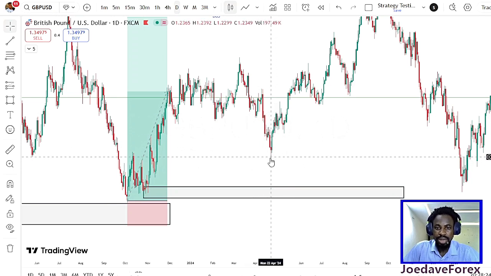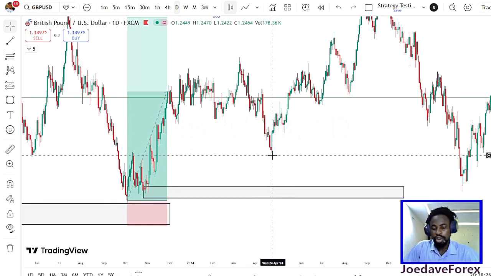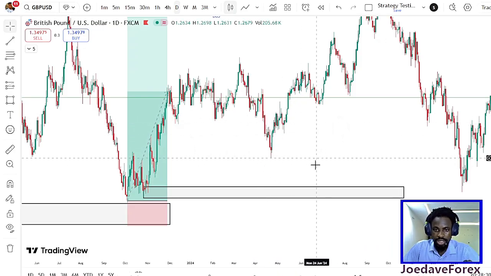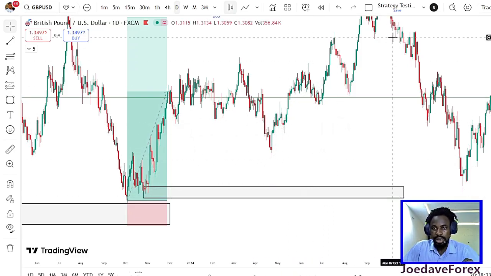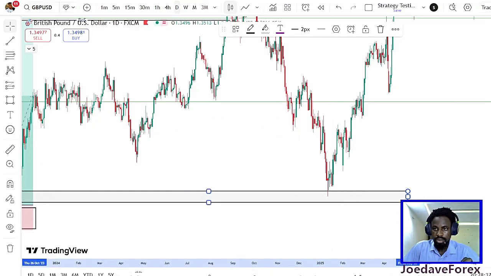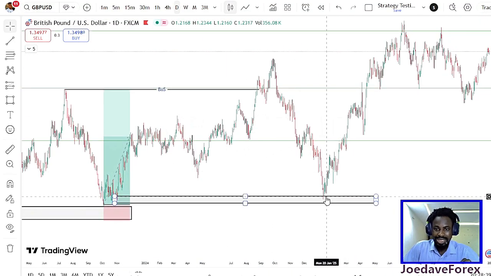So this area now becomes an inducement. This area becomes a liquidity. So price is always going to come and clear off this, and tap into this POI and continue with the buy, which was exactly what we had here. You could see it. The price tapped into it and the buy took off right from there.